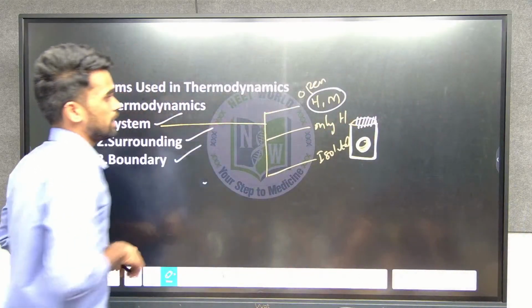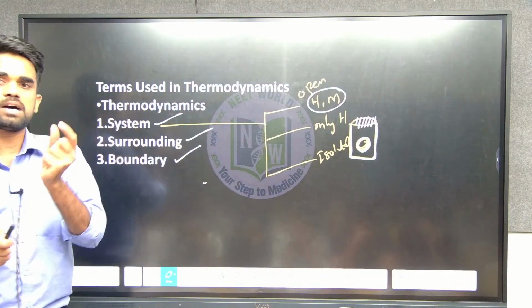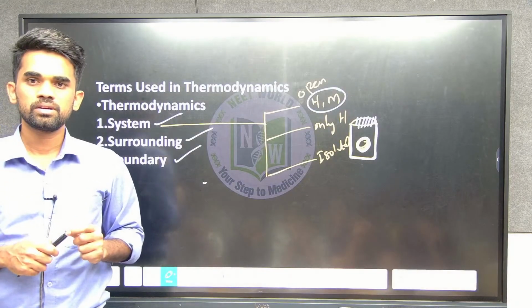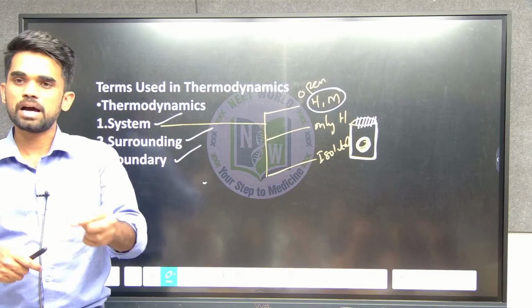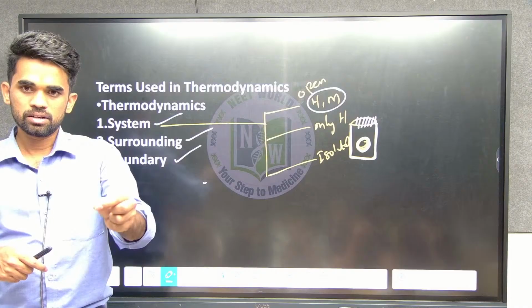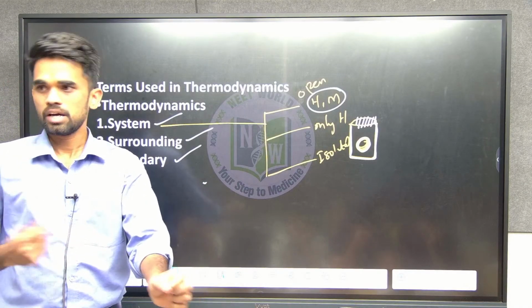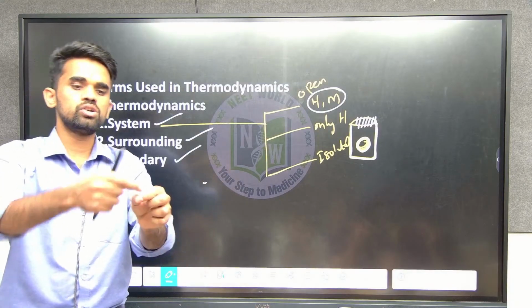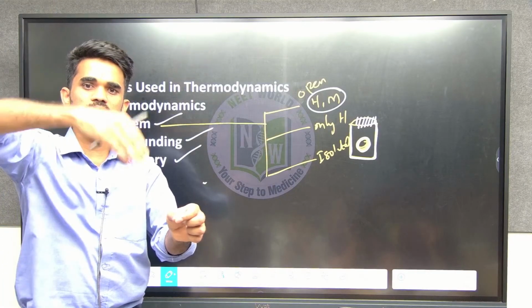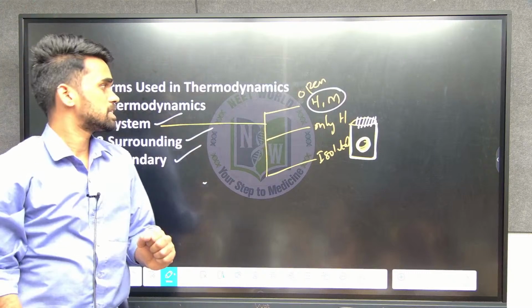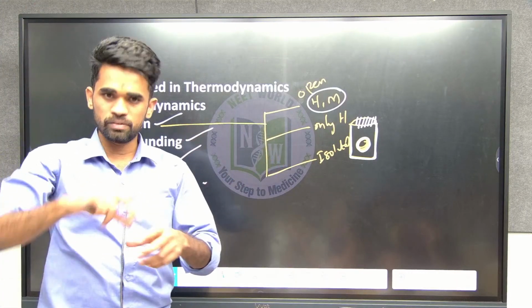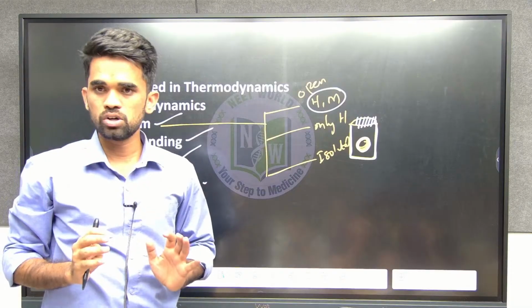Here I will give one example for an open system: a cup of tea placed on a table. Now tell me, a cup will be an open system only, so matter comes out as well as heat also comes out. Next one, a bottle of water with a cap, a closed system.